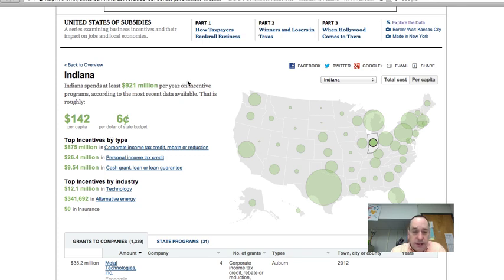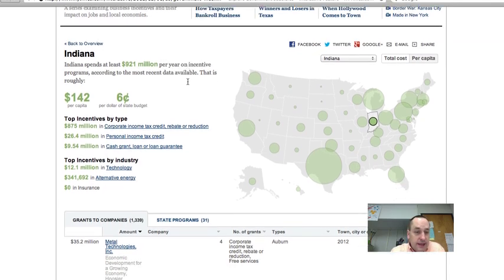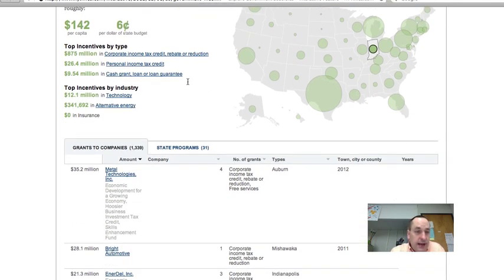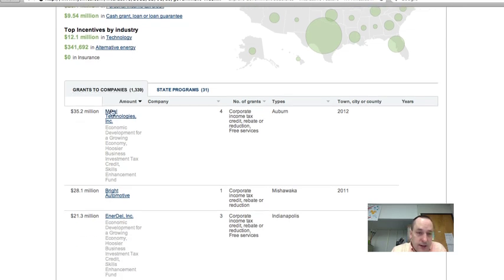A lot of times, specific companies will get these grants. Sometimes individual levels of government or the state of Indiana will get these subsidies to create or behave in a certain way. And you can kind of see here, top incentives by type, corporate income tax credit, rebate or reduction. So we're helping out corporate America there to grow and expand and create jobs probably. Personal income tax credit, technology. This is where a lot of jobs are going to be created for the individual business.